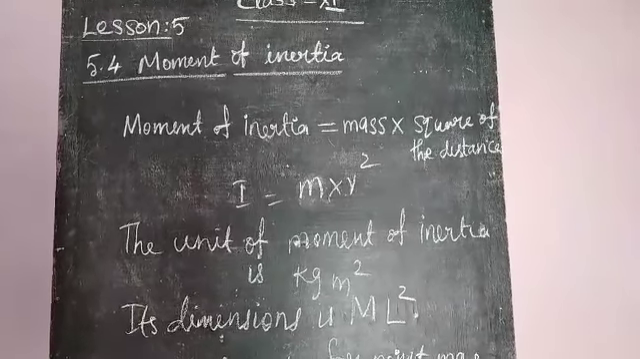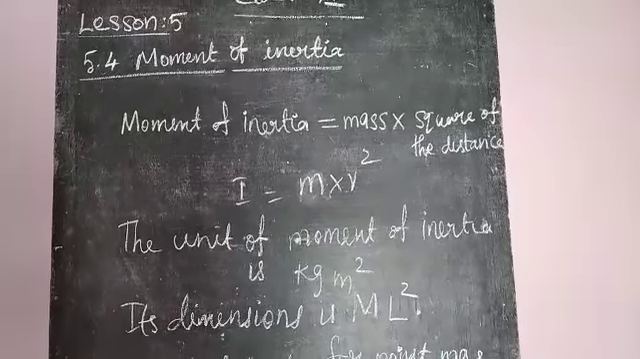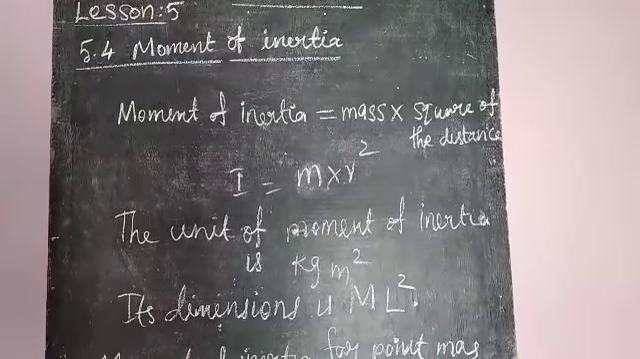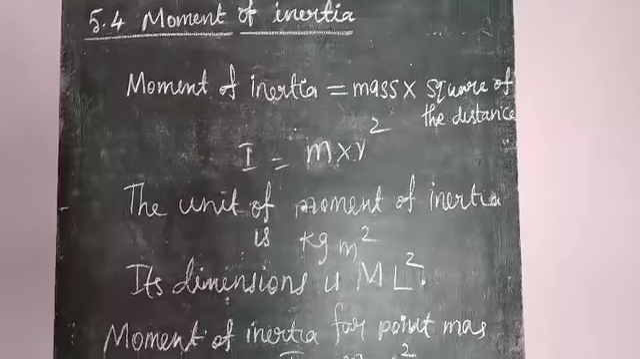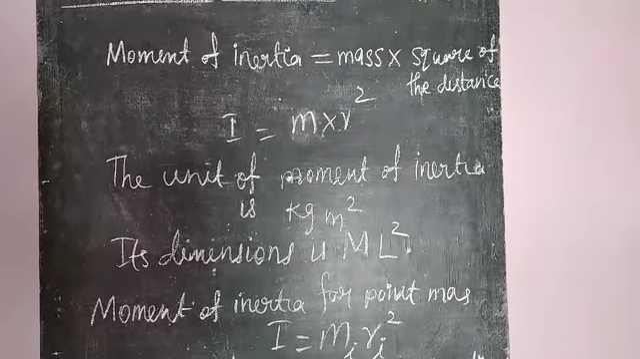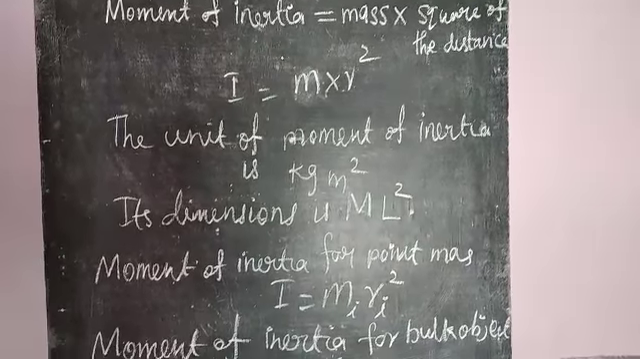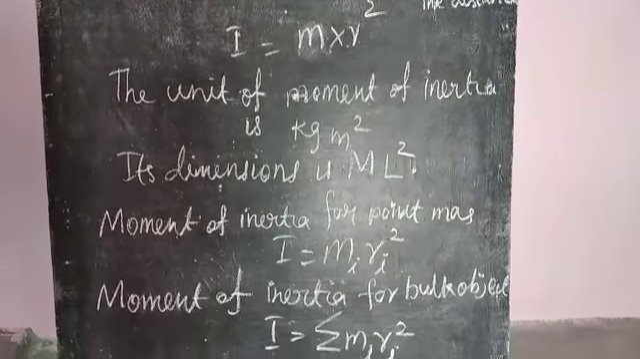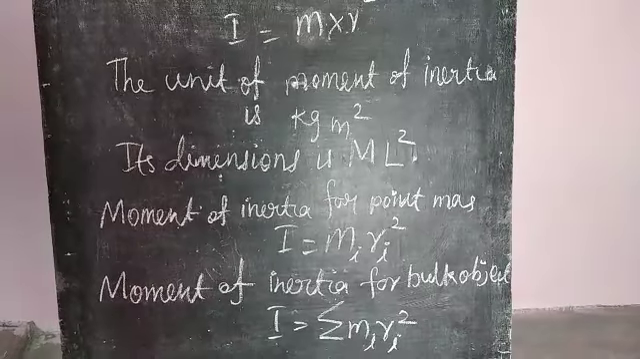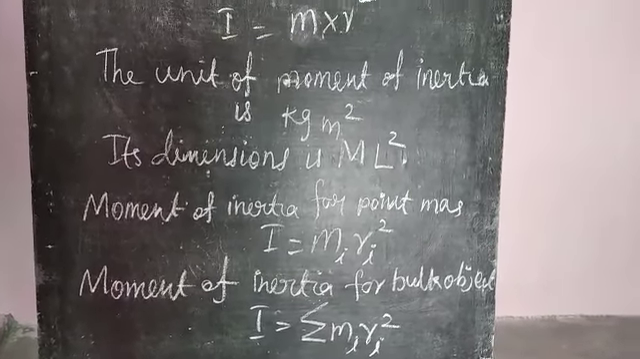The unit of moment of inertia is kilogram meter square, kg m square. Its dimensional formula is ML square. Moment of inertia for a point mass is I equal to m_i r_i square. Moment of inertia for a bulk object is I equal to the sum of m_i r_i square.